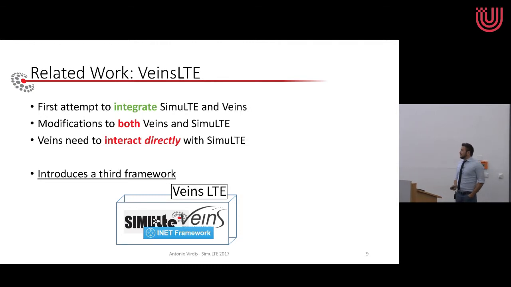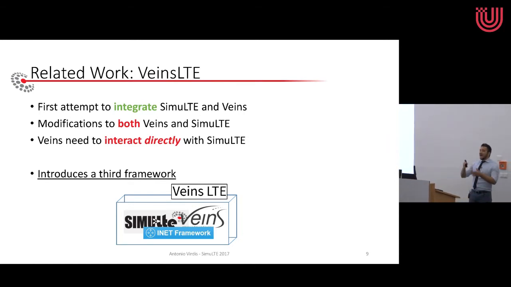There was a first attempt, actually a first successful attempt, to integrate those two elements, which is called SimuLTE. It's made by the Paderborn group, I think. And they introduced modifications to both Veins and SimuLTE to make them work. Basically, what they did was modify Veins to interact directly with SimuLTE, calling all the SimuLTE functions internally to create the elements and register them.